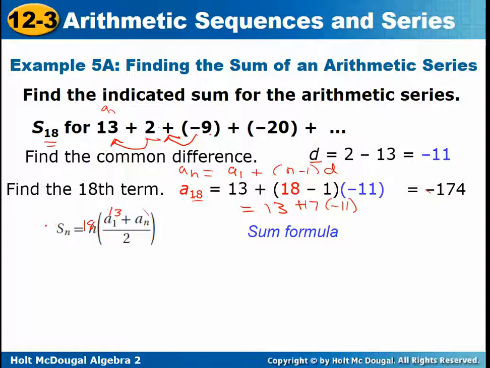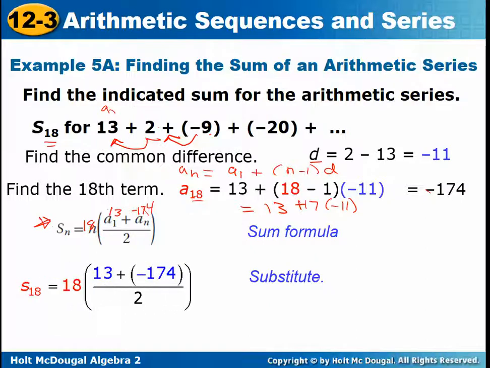So now we're ready to plug into this formula. We have everything we need. Now we know that a sub n is negative 174. We already had written what n and a sub 1 would be. Now it's just math. Now it's just simplifying. Don't mess up on your subtraction there.